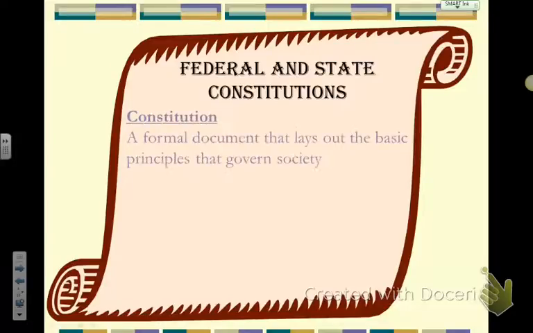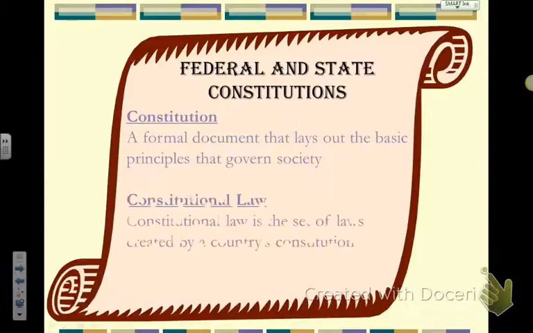So first, a constitution is a formal document that outlines or lays out the basic principles or laws of a society, or in our case, our country. And the branch of law that deals with your constitution is called constitutional law. Whenever there's any sort of disagreement with the Constitution, the law relating to the Constitution is called constitutional law.